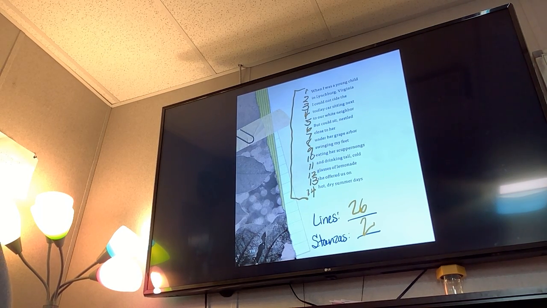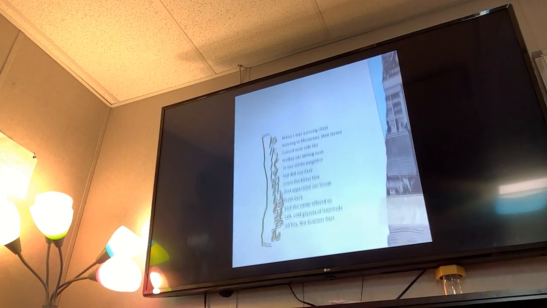When I was a young child in Lynchburg, Virginia, I could not ride the trolley car sitting next to our white neighbor, but I could sit nestled close to her under her grape arbor, swinging my feet, eating her scoopernogs, and drinking tall, cold glasses of lemonade she offered us on hot summer dry days.